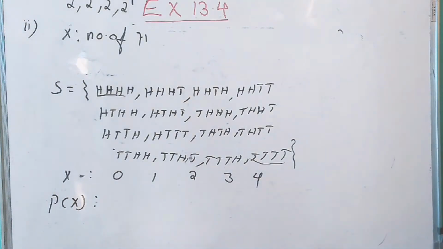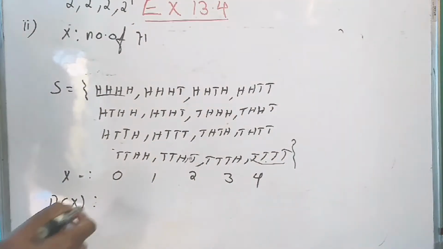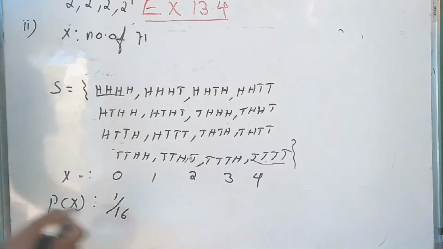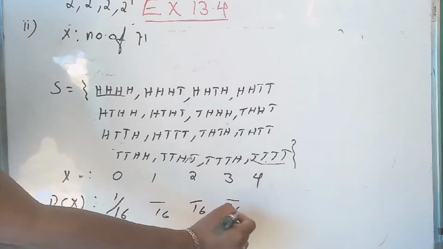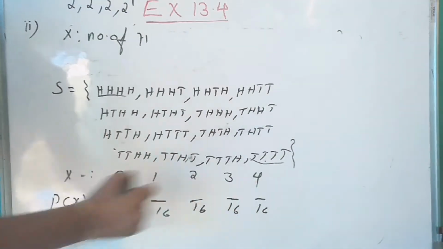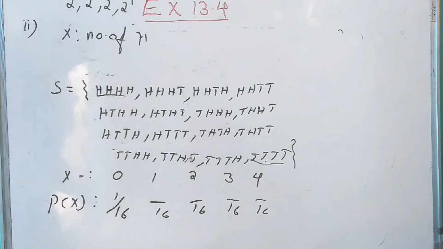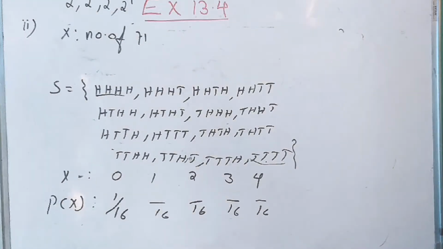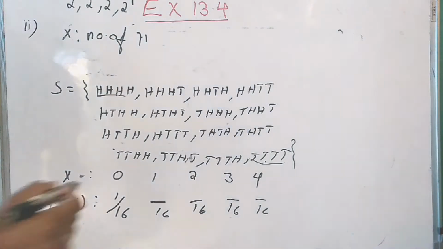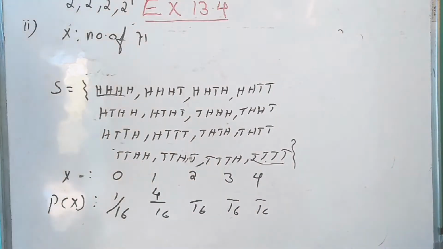How many outcomes give x equal to 0? Only one outcome gives x equal to 0. That is this one. So the probability is 1 by 16. In total we have 16 outcomes, and only one outcome gives x equal to 0. Now x equal to 1. 4 outcomes give x equal to 1. That means in 4 outcomes we have only one head. Okay. So that is 4 by 16.